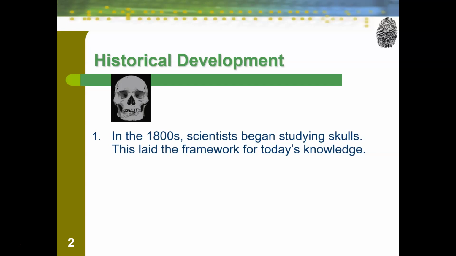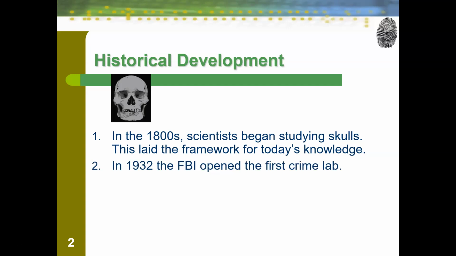In the 1800s, scientists began studying skulls, and this laid the framework for today's knowledge. Now, a lot of this analysis performed during this time was not super scientifically accurate. Things like how bumps on a person's head could predict the kind of person they were. But it was the first time that we started really looking at skulls and sort of saying, I think these are really important to who a person is.